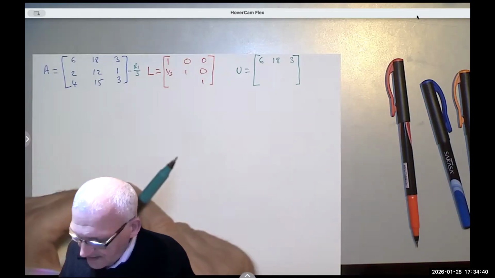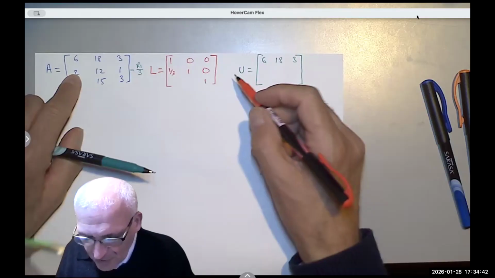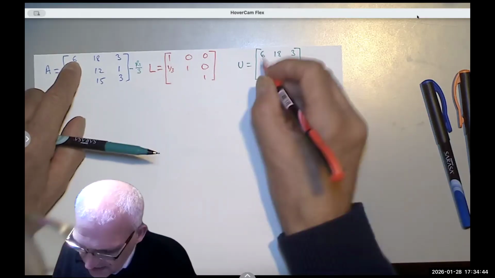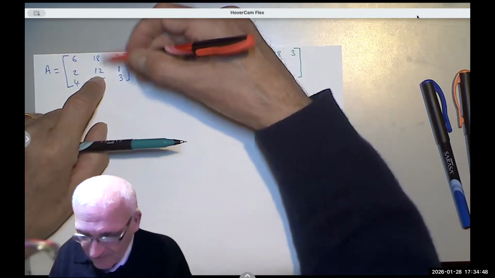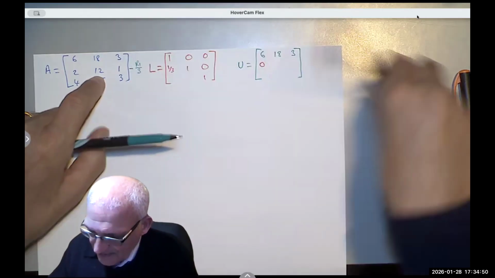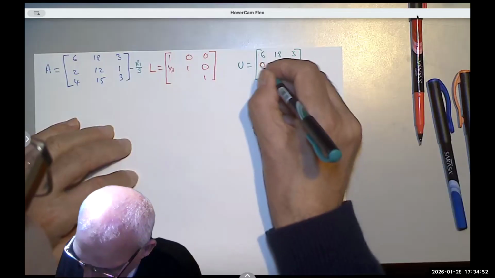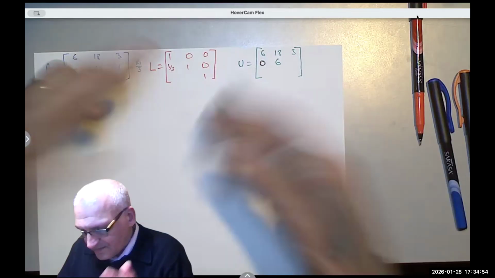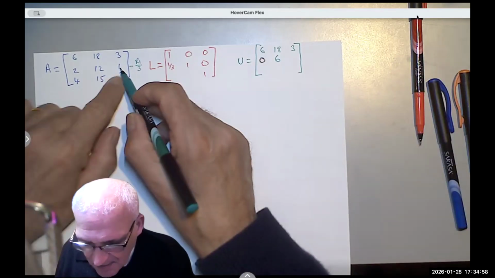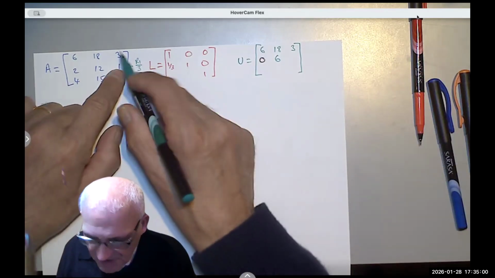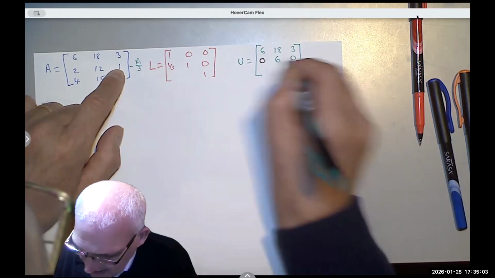Okay, so let's do that. So 2 minus 6 over 3 is 0. 12 minus 18 over 3, which is 6. 12 minus 6 is 6. Oh, I wanted to use this color for the upper and this color for the lower, just to make it easy. And then 1 minus 3 over 3, which is 1. 1 minus 1 is 0. So I get 0, 6, 0.